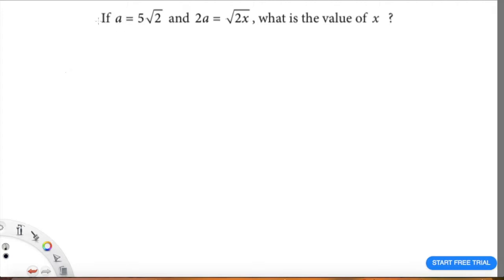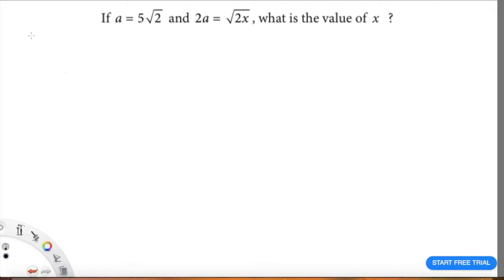Today we're looking at number 20 from SAT Practice Test 1. So this question asks: if a equals 5 root 2 and 2a equals the square root of 2x, what is the value of x?